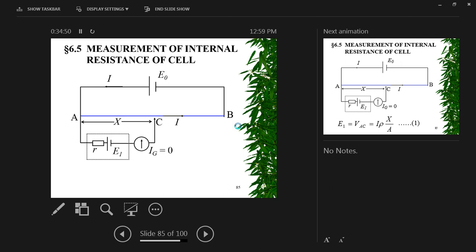Now I take this cell and I put it in my branch loop like this. Now, when my galvanometer reflects the null deflection, is there a current flowing through the galvanometer? No. Is there a current flowing through the battery, the cell that I connected in the branch loop there? No current. So there's no current flowing through this resistor as well.